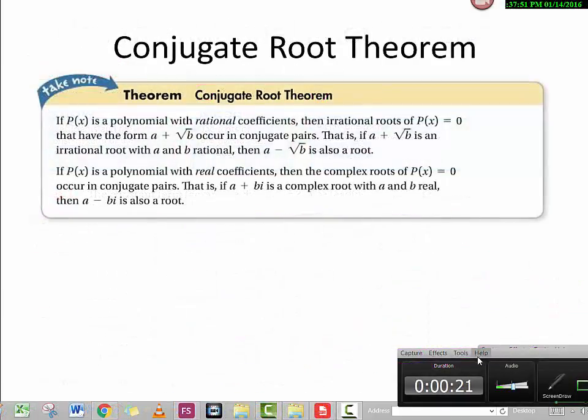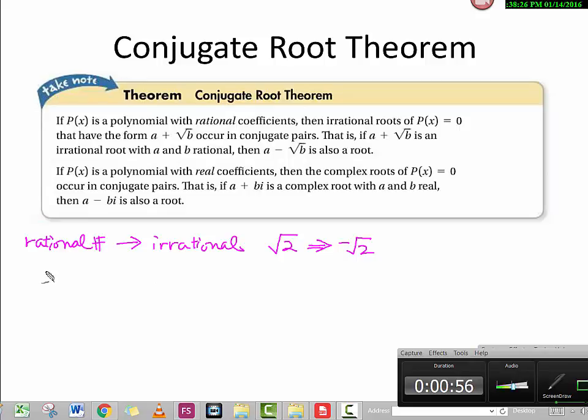So far, we have just learned the rational root theorem. In other words, the roots that we are dealing with so far are rational numbers. But what happens if the root you have is irrational? For example, say square root 2. Whenever you have a square root 2 as a root, you know it always comes in a pair with the negative square root 2 as a root as well. That's what we call the conjugate root theorem.